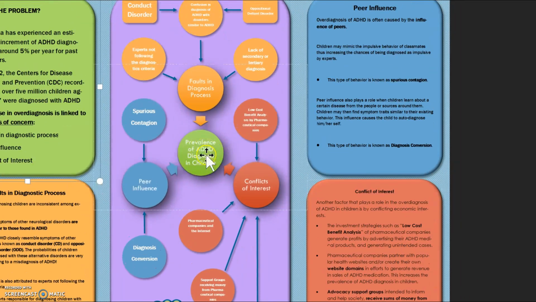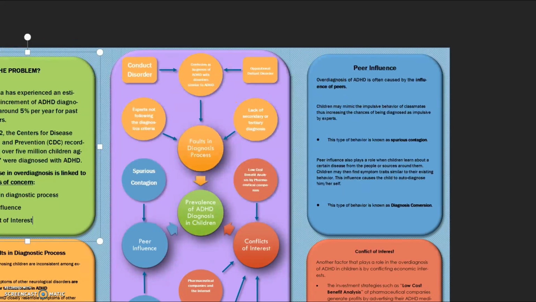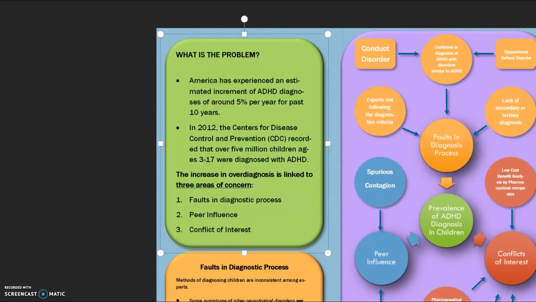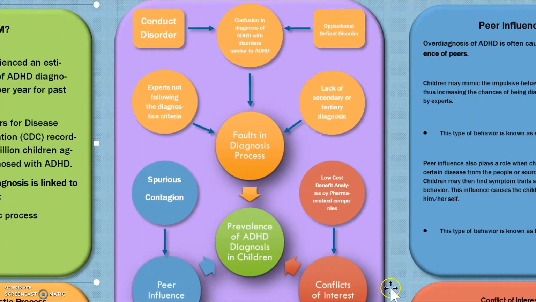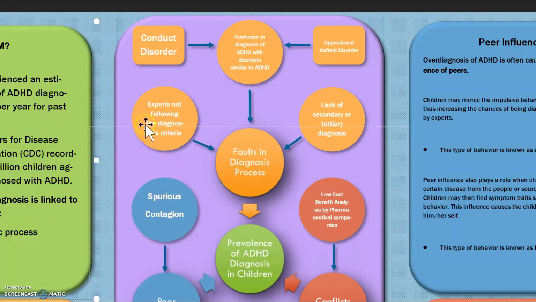So in the center we see the problem, prevalence of ADHD. And then we see 3 colors: faults, peer influence, conflicts of interest. So let's focus on faults in diagnostic process real quick. The reason why this is happening is because we're seeing problems with experts that diagnose children. They're not following the diagnostic criteria.